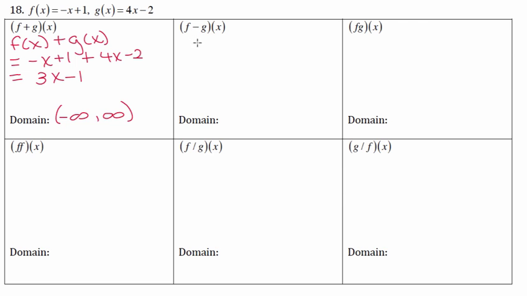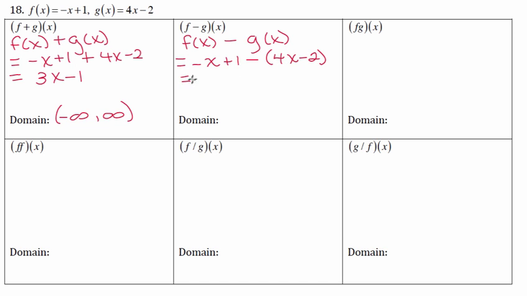And then f minus g of x can be written as f of x minus g of x. And then I'm going to go ahead and write down my f of x function, which is negative x plus 1. And I'm going to subtract off g of x. And I want to make sure I subtract the entire function, so I'm going to use parentheses when I subtract.